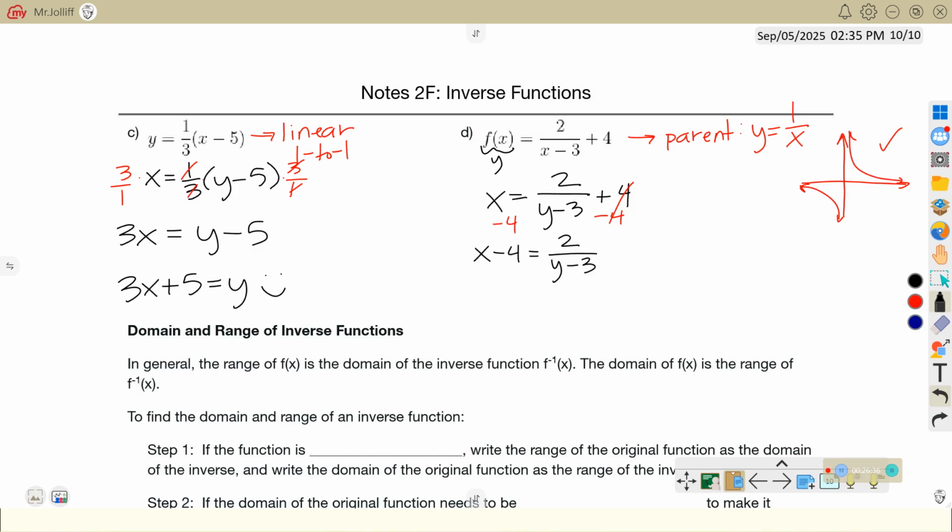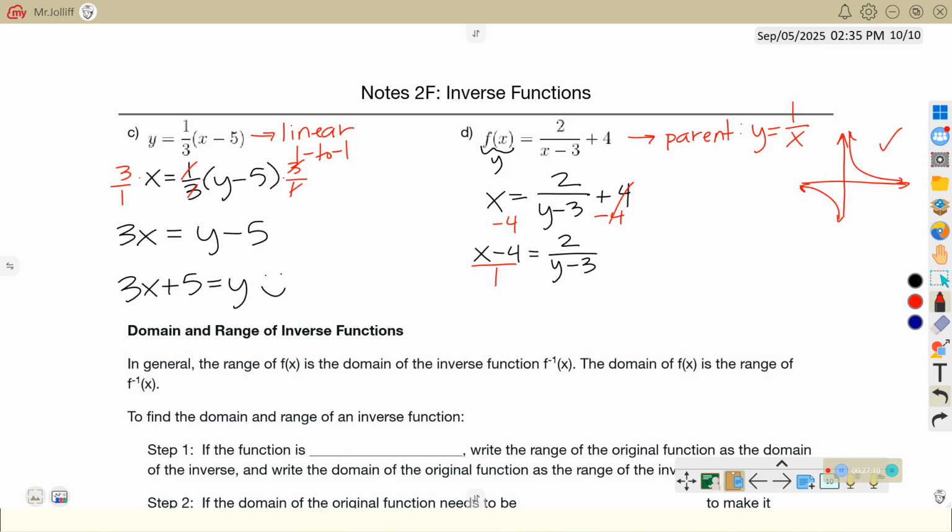And this is where we get stuck. How do I get rid of that y in the bottom of a fraction? My suggestion, as a lazy mathematician, I can turn anything into a fraction by putting it over what? 1. 1. Anything divided by 1 is itself. By doing that, I now have a proportion. One fraction equal to another fraction. And I learned in math class that I can do whatever I want to one side of the equation as long as I do the same to the other.